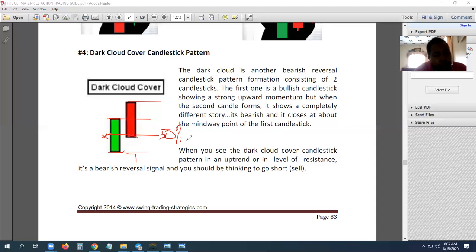So this is a dark cloud cover, and the signal is the market is likely to go down. Yes, the last candle is red, so the market is likely to go down.